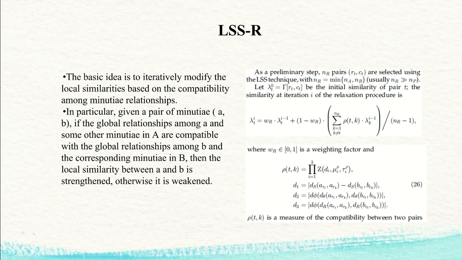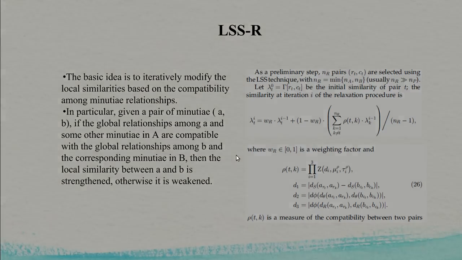As you can see, initially the value was lambda t I. After I iterations, it gives a weighting factor which is rho t comma k, which has been calculated in this paper, which I am not going to describe in detail. So this is what we get, and as I have said, it selects NR pairs.